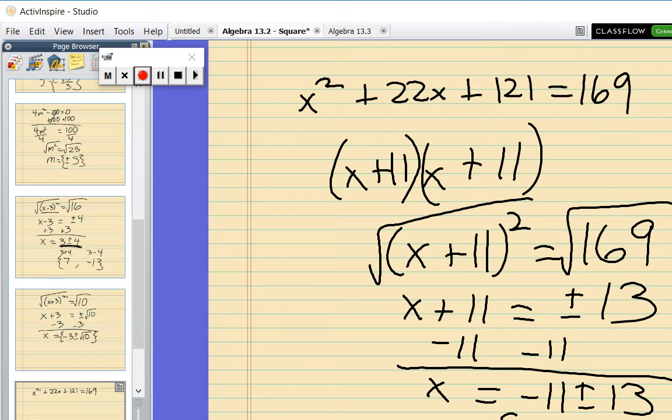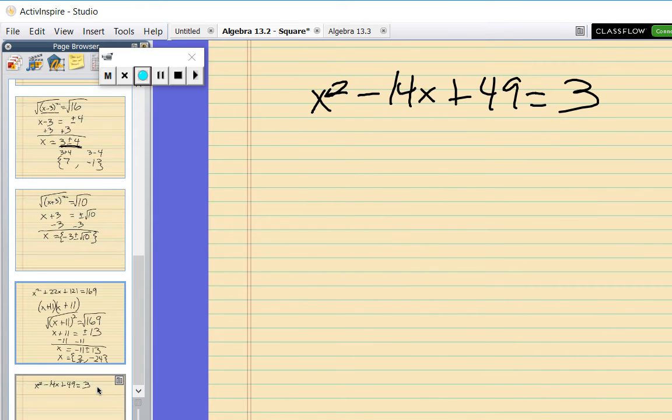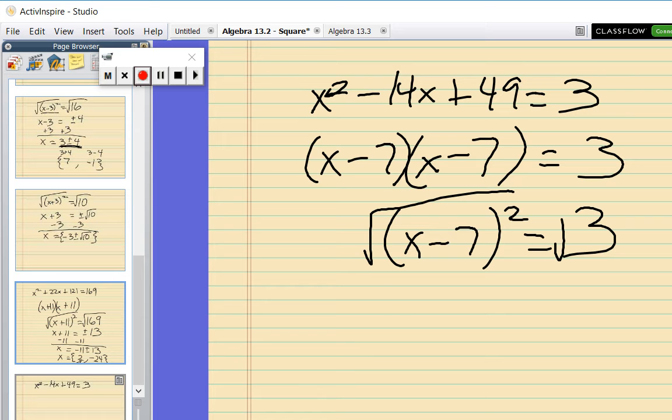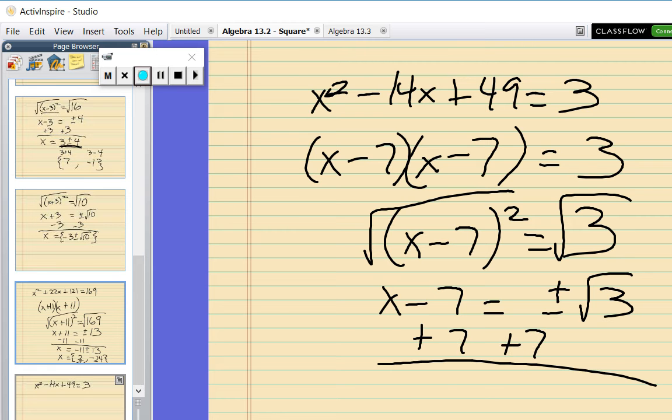Let's try that one more time. Same idea. Ready? Okay, we are going to factor this side. We need a 49, so 7 and 7. Okay, so it factored nicely. It's actually x minus 7 squared. Okay, now we just solve. Square root both sides. X minus 7 equals positive and negative radical 3. Okay, x equals 7 plus or minus radical 3.